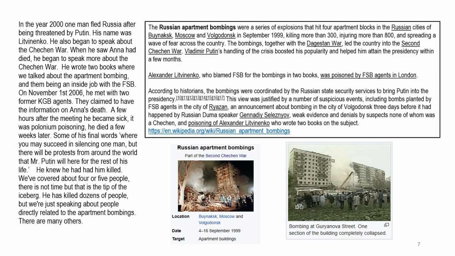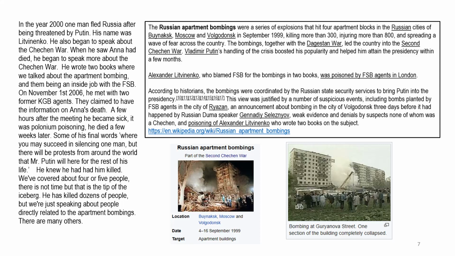They claimed to have the information on Anna's death. A few hours after the meeting, he became sick. It was polonium poisoning. He died a few weeks later. Some of his final words were, "You may succeed in silencing one man, but there will be protests from around the world that Mr. Putin will hear for the rest of his life." He knew he had him killed.